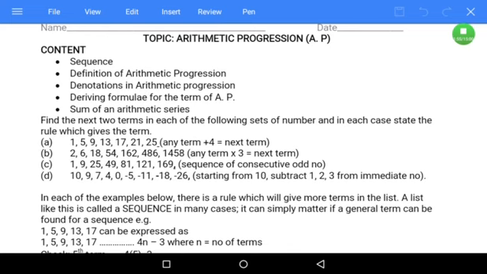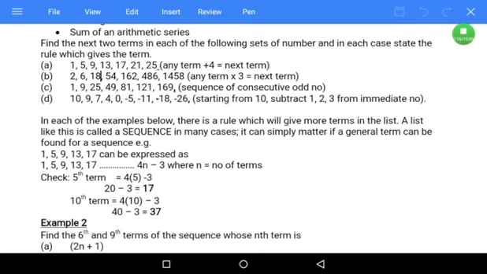Now for C, what did we do? We have 1, 9, 25, 49. We squared the odd numbers. 1 squared, 1. 3 squared, 9. 5 squared, 25. 7 squared, 49, etc. Now for D, we have 10, 9, etc. So you can point out the law with which the sequence is generated.